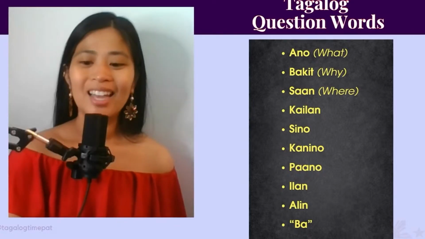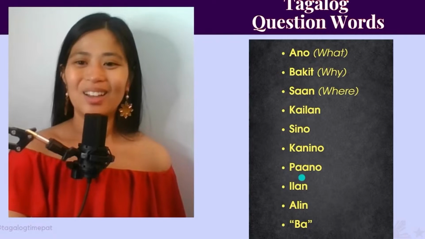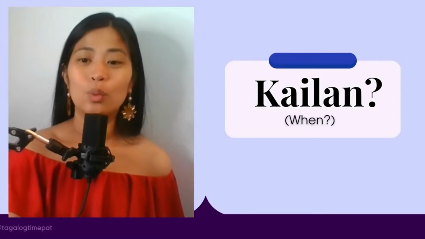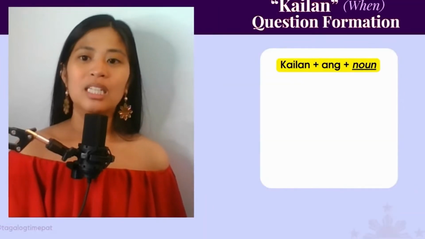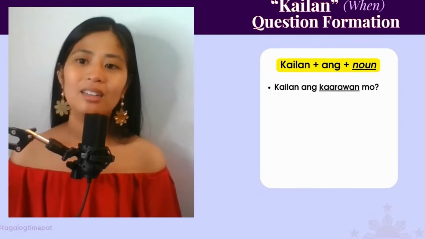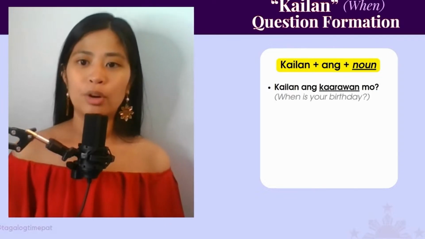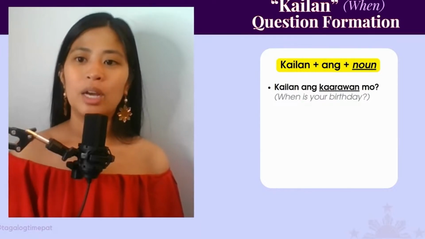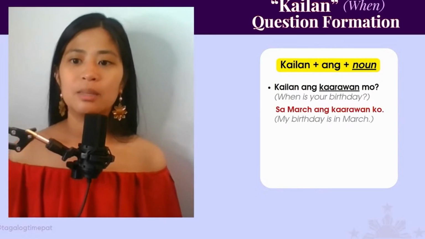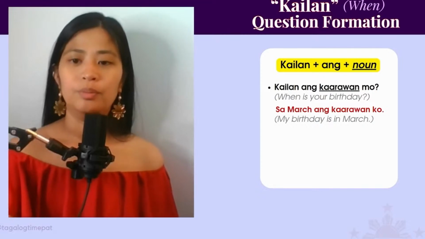So these are the question words that we have learned so far. Ano means what. Bakit means why. Saan means where. Okay? And this is where we're going. We're going to see what these other ones mean. Now, we're going to talk about kailan. Kailan means when. So if you want to use it in a question, it would be kailan ang and then a noun. Kailan ang kaarawan mo? When is your birthday? Kailan ang kaarawan mo? Sa March ang kaarawan ko. My birthday is in March. Sa March ang kaarawan ko.